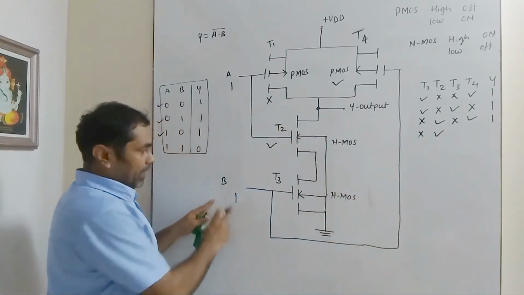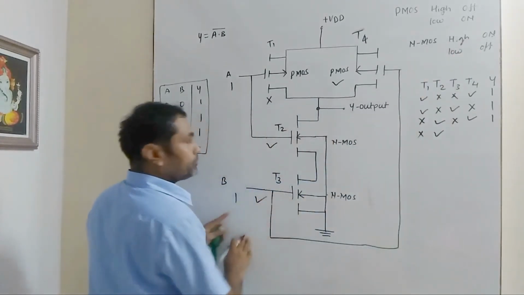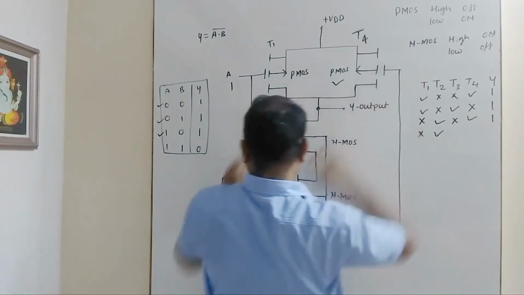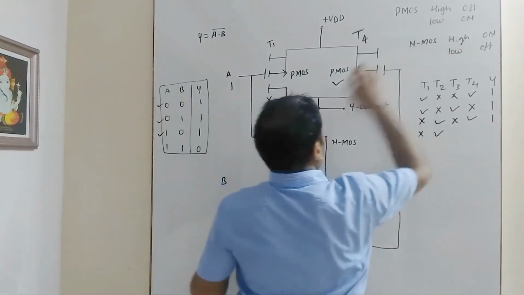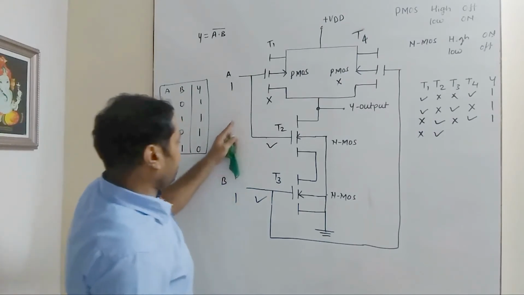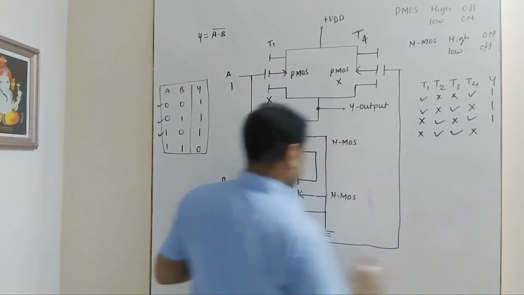Now for B, high is connected to NMOS. If high is connected to NMOS, it will be on. Then the same B is connected to PMOS. High connected to PMOS, it will be off. So this PMOS will be off. So T3 is off and T4 is on.